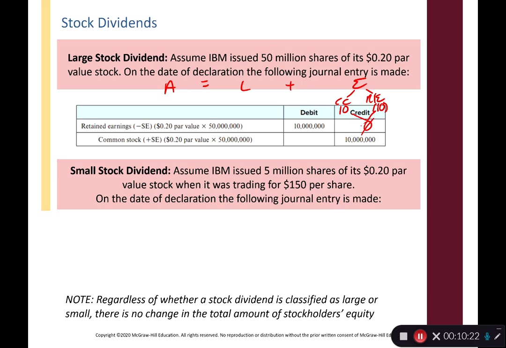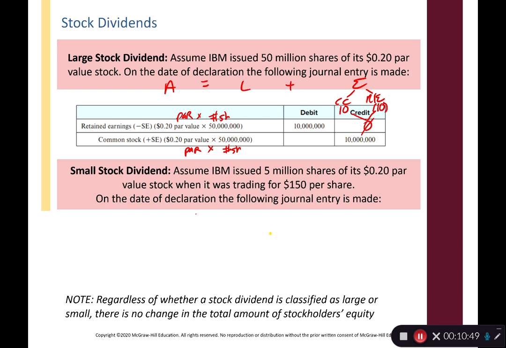So when we're recording a large stock dividend, we're going to take the number of shares times the par for our retained earnings and the number of shares times the par for our common stock. No additional paid-in capital is needed because we're recording the amount at the par value, so there is no additional amount.